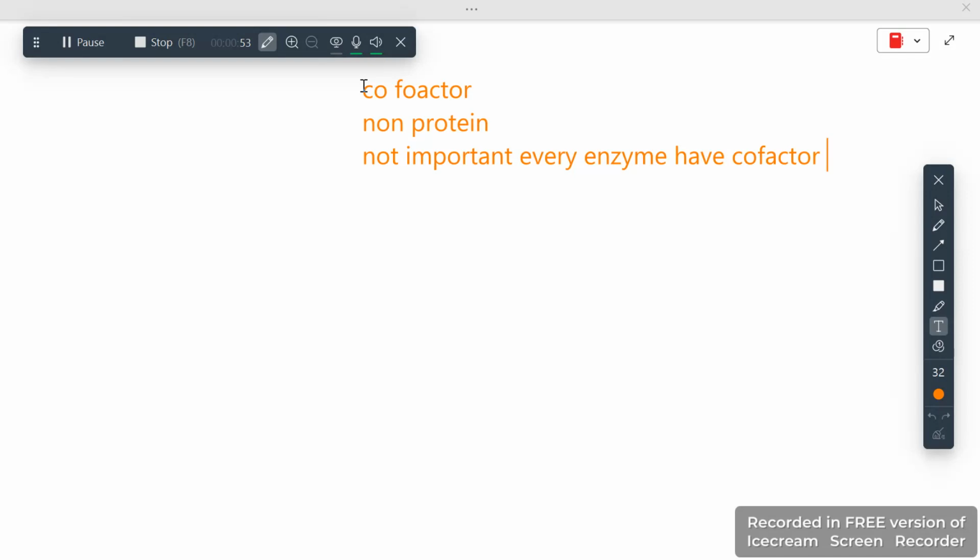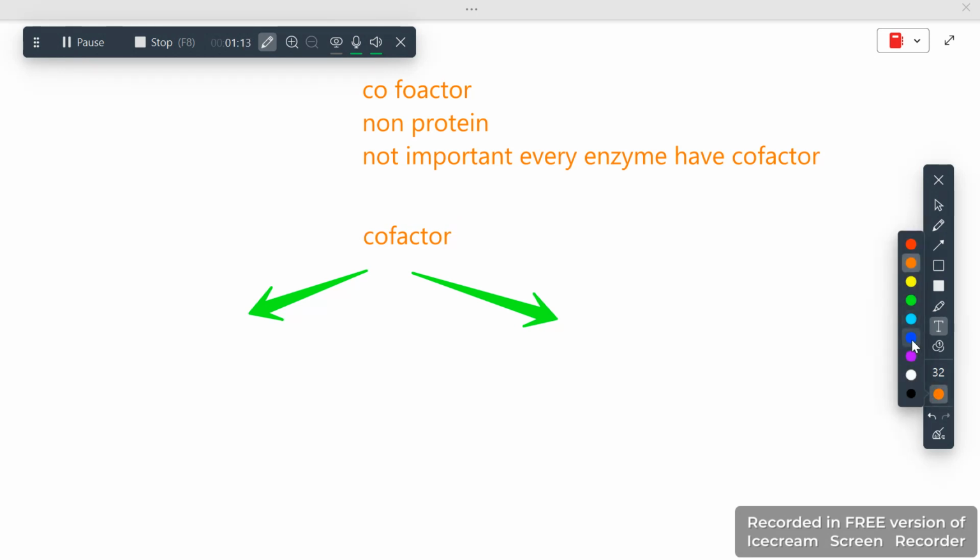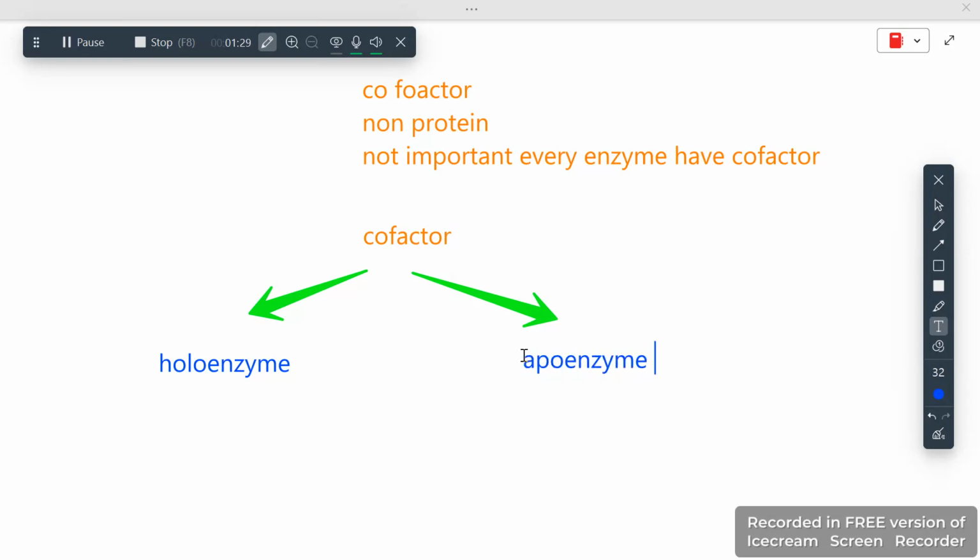Okay, and I just want to tell you we have two types. So the two types which we have of the cofactor, what are they? First one is holoenzyme, and second one we have is apoenzyme. So now what are these both?